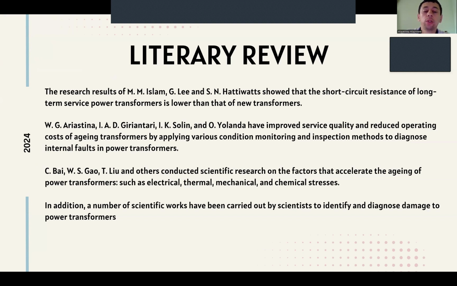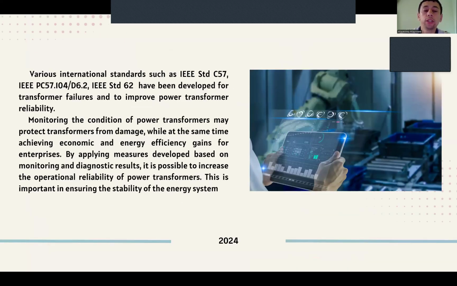Chinese scientists Bai, Gao, Liu and others conducted scientific research on the factors that accelerate the aging of power transformers, such as electrical, mechanical, chemical, and thermal stress. In addition, a number of scientific works have been carried out by scientists to identify and diagnose damage to power transformers. Various international standards such as IEEE Std C57.104, draft D6.2, and IEEE Std 62 have been developed for transformer failures and to improve power transformer reliability.